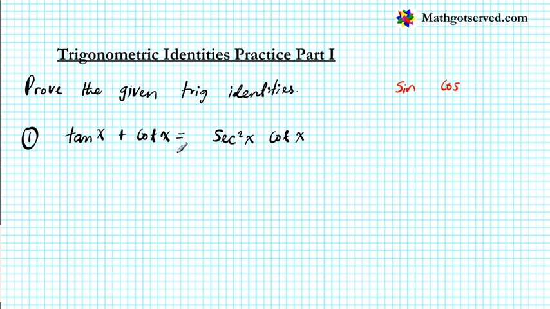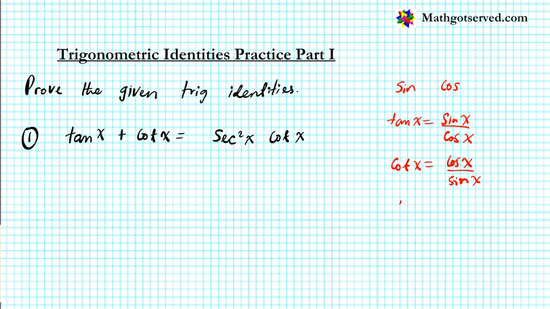So let's take a look at the left side and the right side. Let's look at the left side first. How can I express everything in terms of just sine and cosine, and then we'll go from there. So on the left side, I have tan. I know that tan x is sine x over cosine x from your quotient identities. And I also know that cotangent x is the reciprocal of this ratio right here, so it's cosine x over sine x.